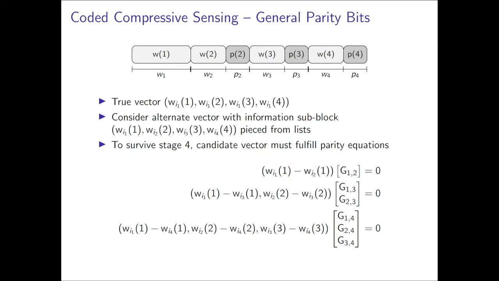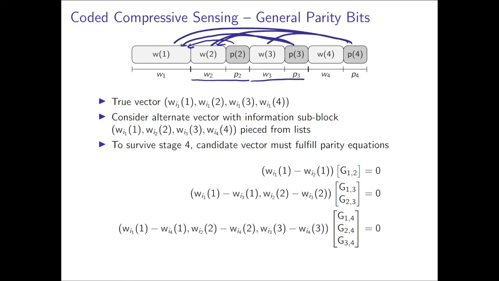The analysis gets slightly more complicated when you have several fragments. So here our vector is composed of information fragment w1, and then the second block is composed of information fragment w2 and parity fragment p2. The third block is also composed of information bits plus parity, and so on. The parity p2 is based on the information segment w1. Parities p3 are based on information segments w1 and w2. And finally, parity pattern p4 is based on the information segments contained in blocks 1, 2, and 3.